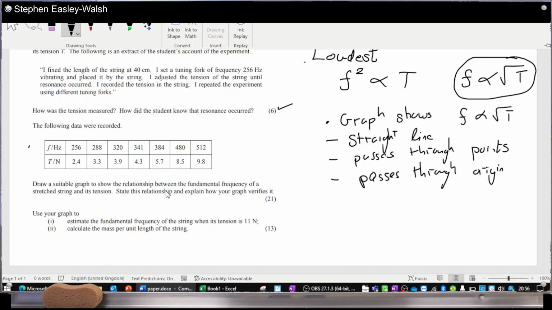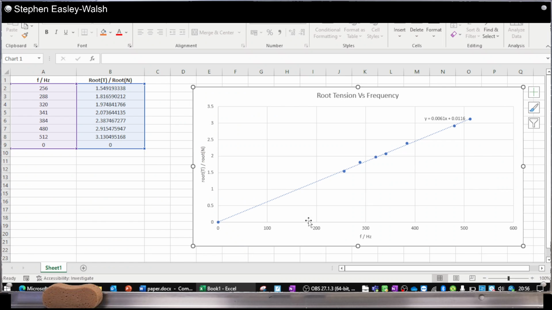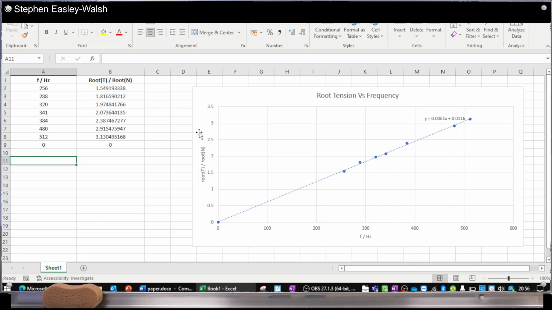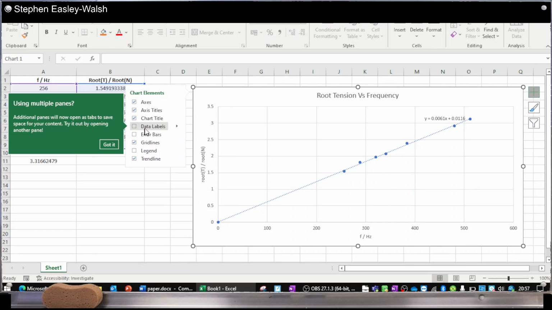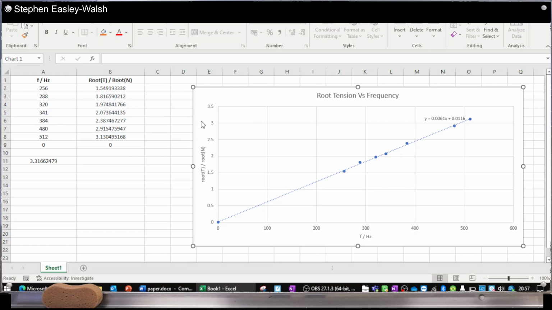Draw a suitable graph to show the relationship. State this relationship. Use your graph to estimate the fundamental frequency of the string when its tension is 11 newtons. Let's have a look. So we'll have to actually calculate root 11 because we can only work with roots of the tension. So root 11 is 3.3. So if we carefully go across, I think I can add in finer lines, possibly axes, more options.